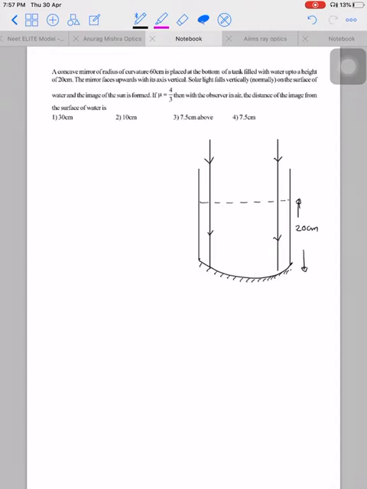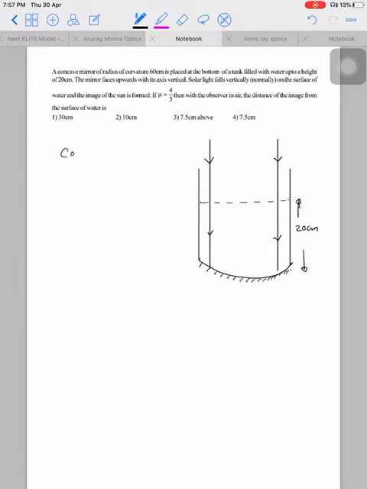Given that light from the sun, which is at infinity, therefore incident rays are parallel. These rays are incident normal to the water surface. Therefore, if rays are incident normal to the water surface, there is no refraction. So, before light is incident on the concave mirror, there is no refraction.